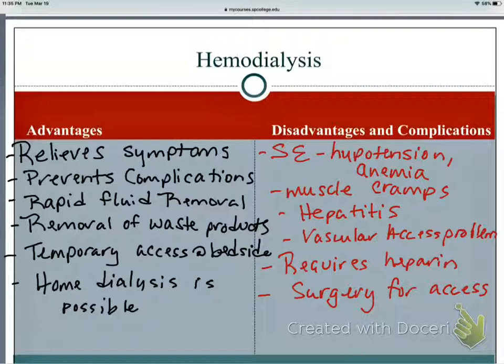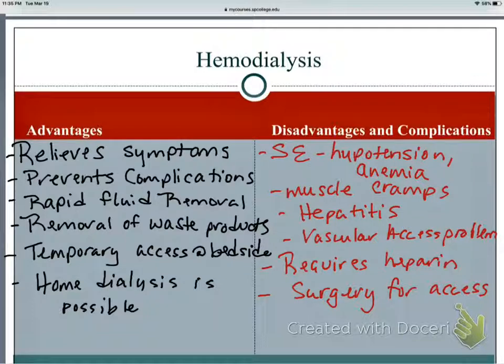And it can be done at the bedside over 3 to 4 hours. Often it's done in an outpatient clinical setting or dialysis center. There's a lot of them out there. And some do it at home, but you can imagine how difficult it would be. So it's not that common to do it at home.